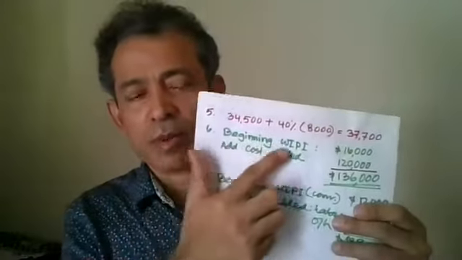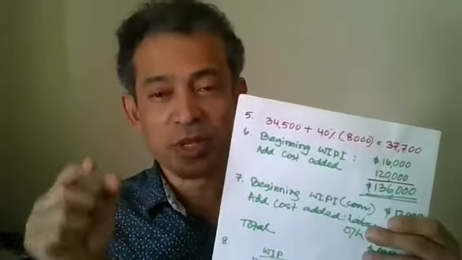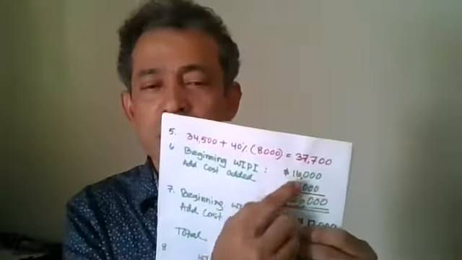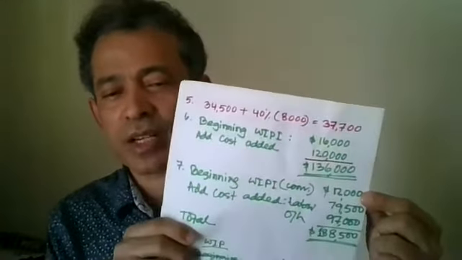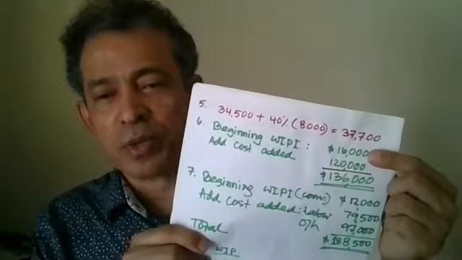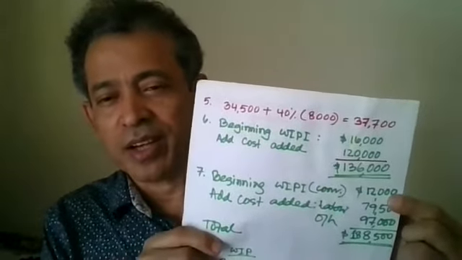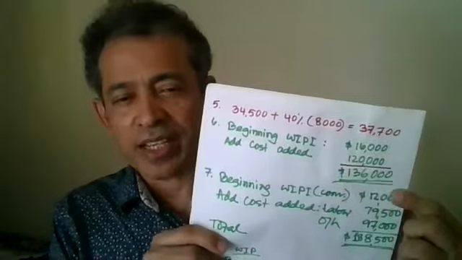Then requirement number 6 is, what is the cost of beginning work in process plus the cost added during the period for materials? The question was specific about materials. We know that the cost of beginning inventory was $28,000, of which 16,000 was for material and 12,000 was for labor and overhead, the conversion.